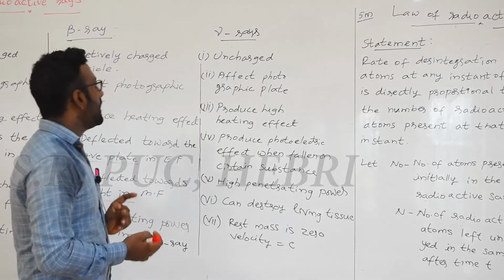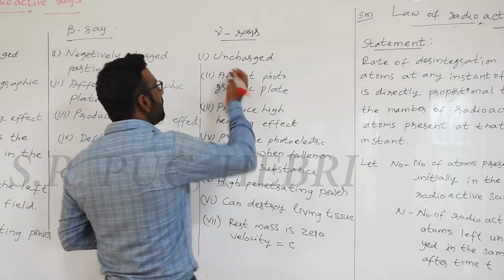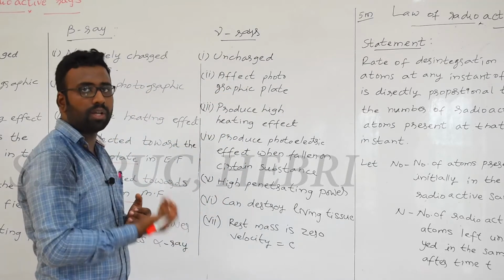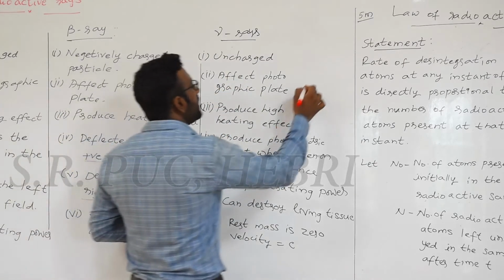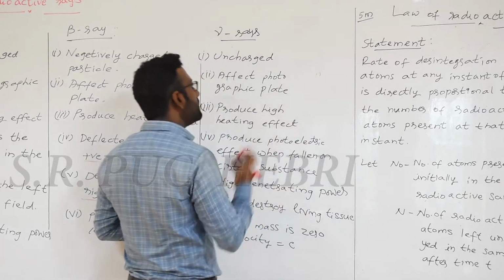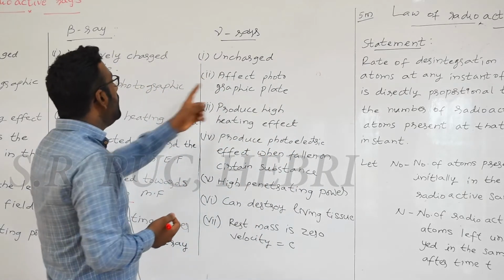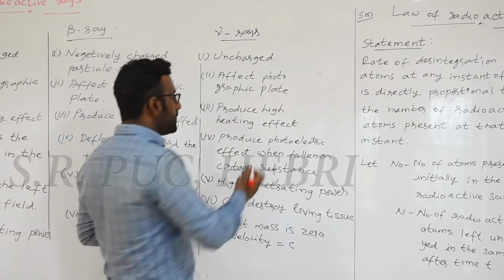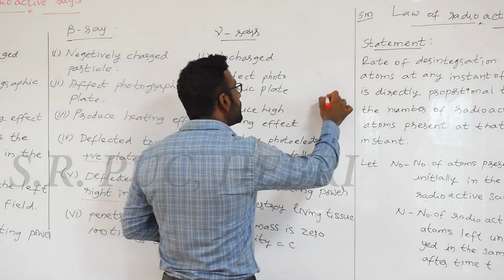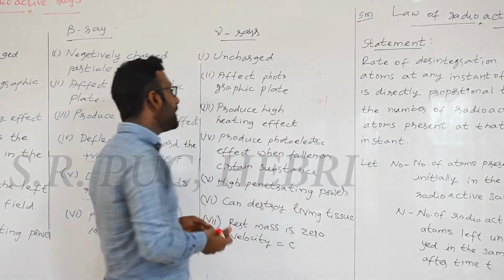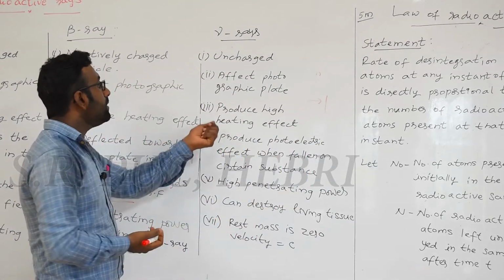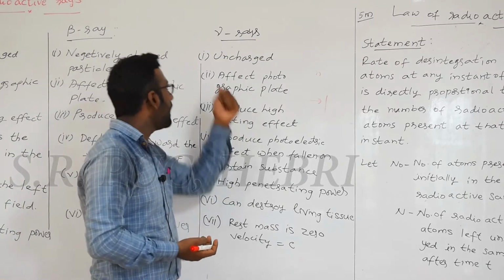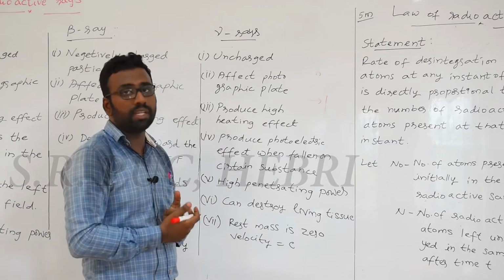They are uncharged. Unlike the alpha particle, gamma rays don't have any charge. They have neutral charge, or we say zero charge. They affect the photographic plate. Obviously, when gamma rays are incident on the photographic plate, it is going to get affected. Then they produce a high heating effect, because of the high energy of gamma rays.